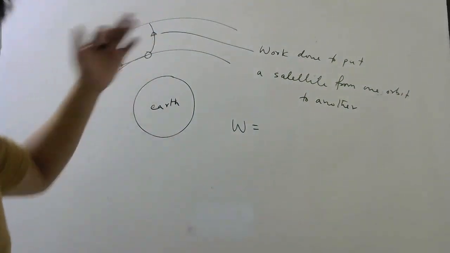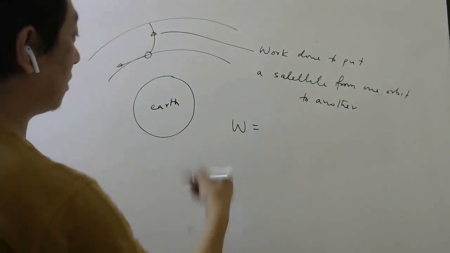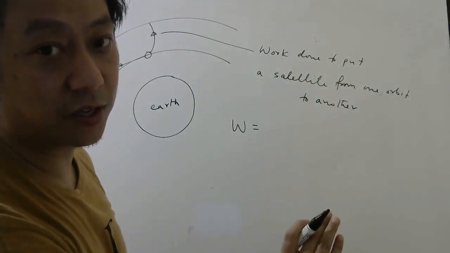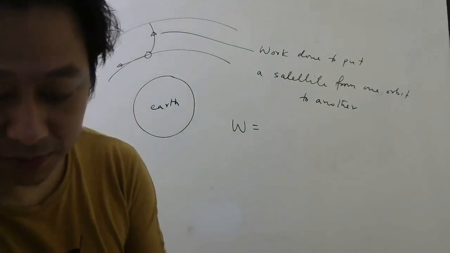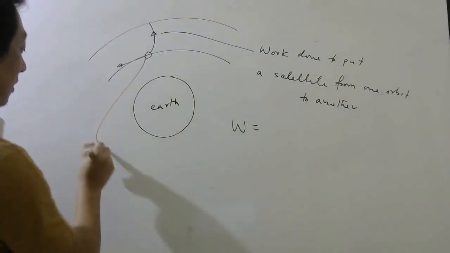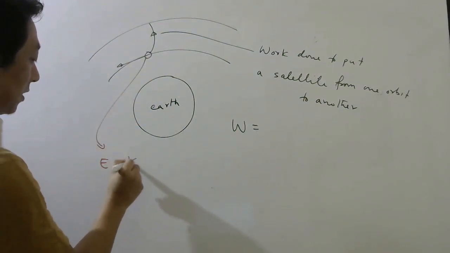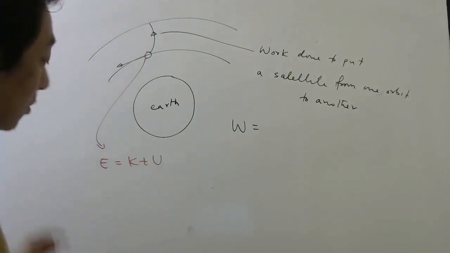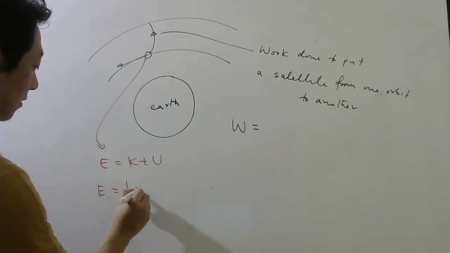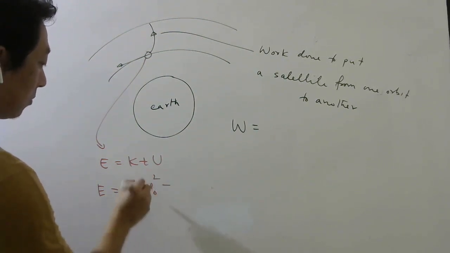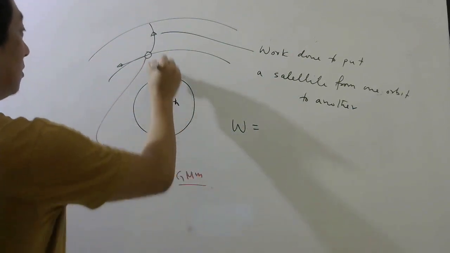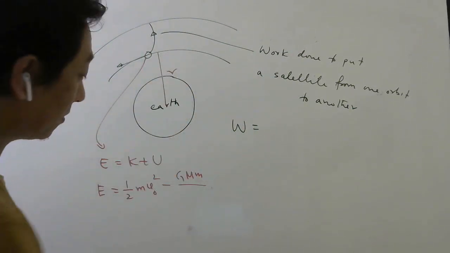Now here kinetic energy will also change. So you can write this way, two ways. You can find change in kinetic energy, change in potential energy, or you can try to remember the total energy of a satellite. So let us calculate total energy of a satellite. Kinetic energy is half m orbital velocity squared. Potential energy is minus GMm by center to center, that is, the radius of the orbit.